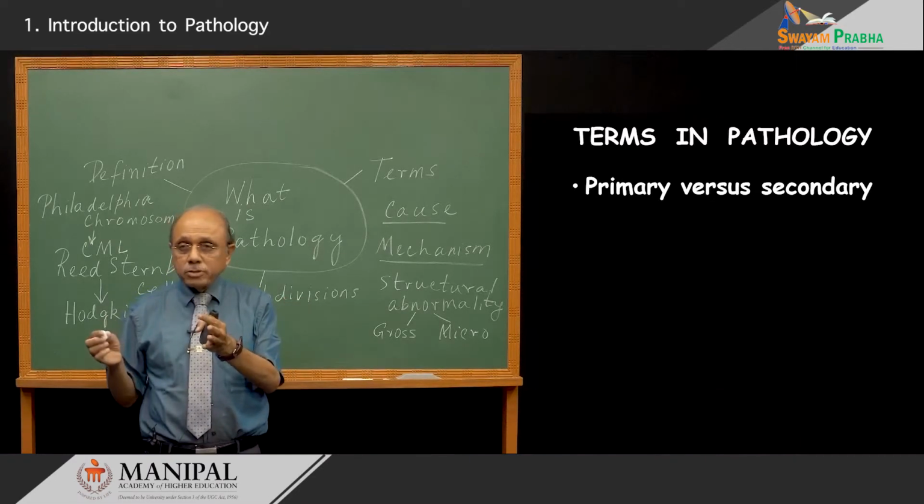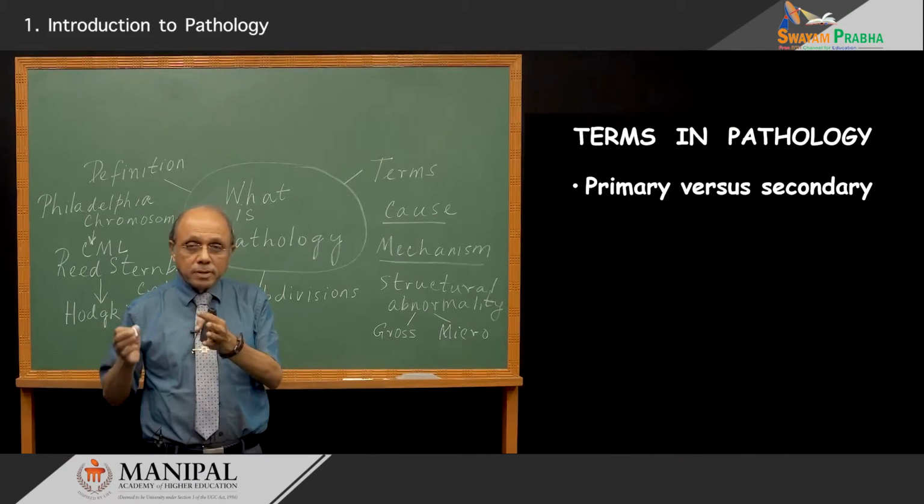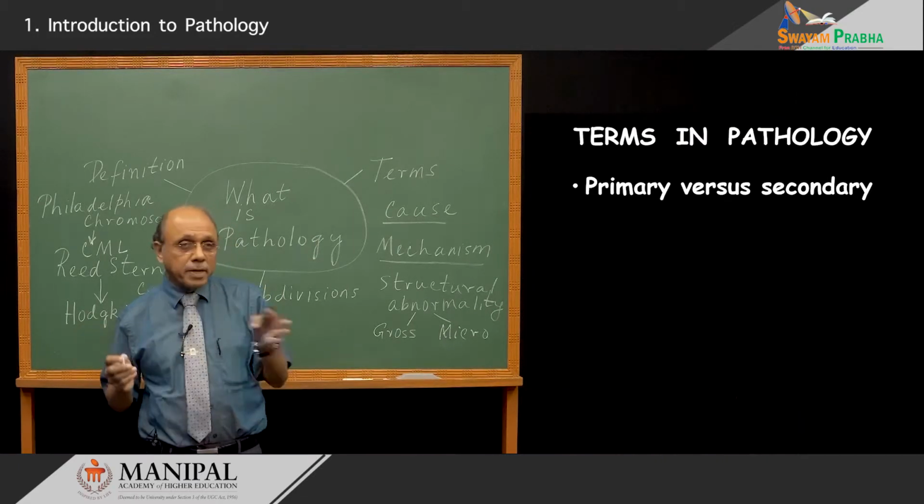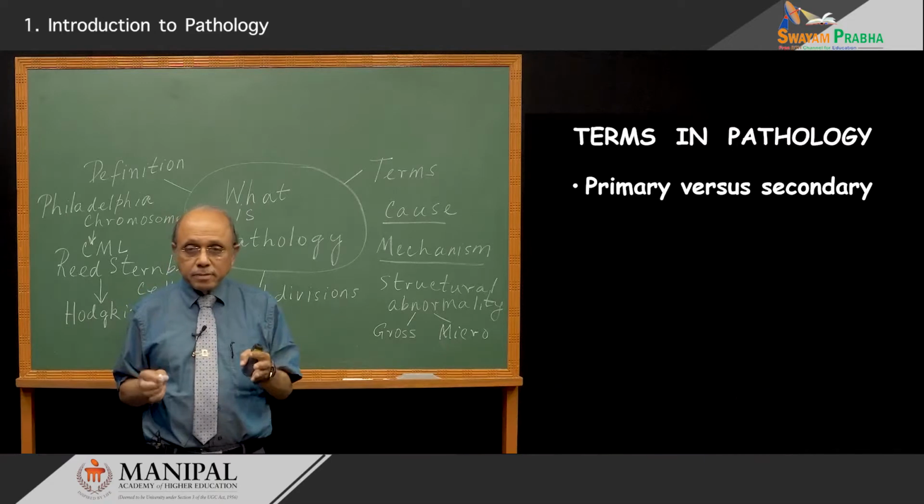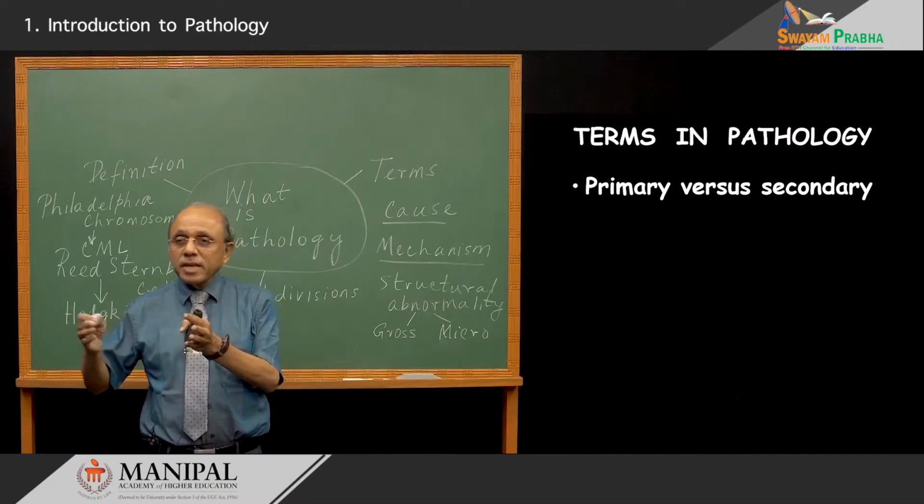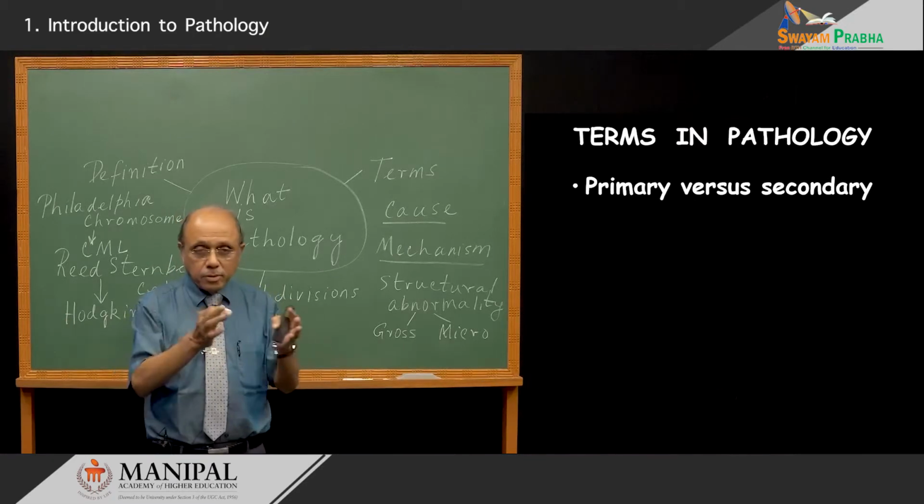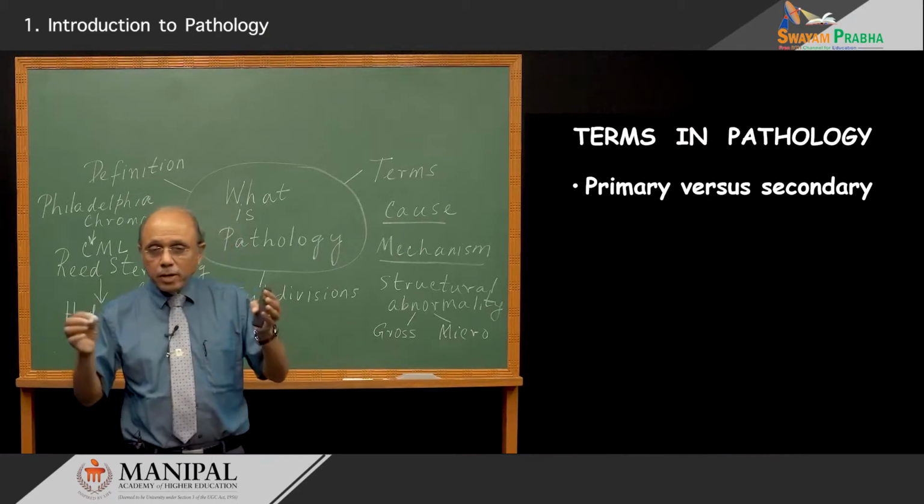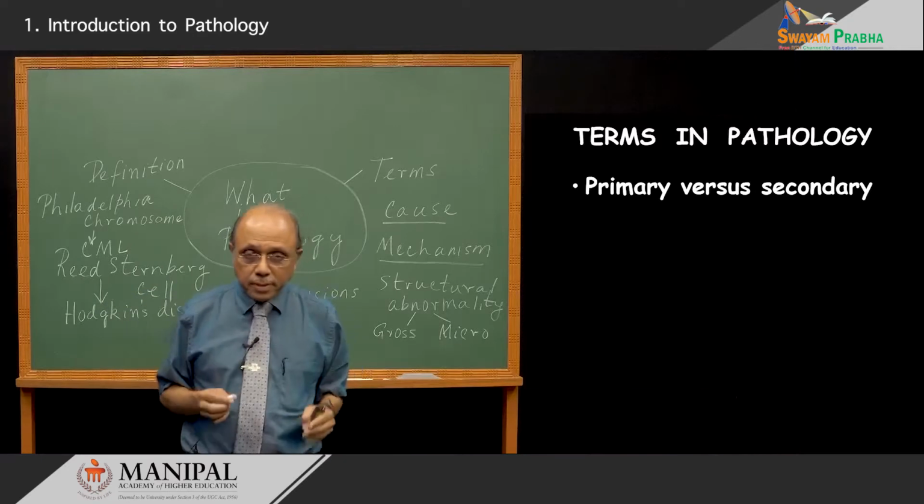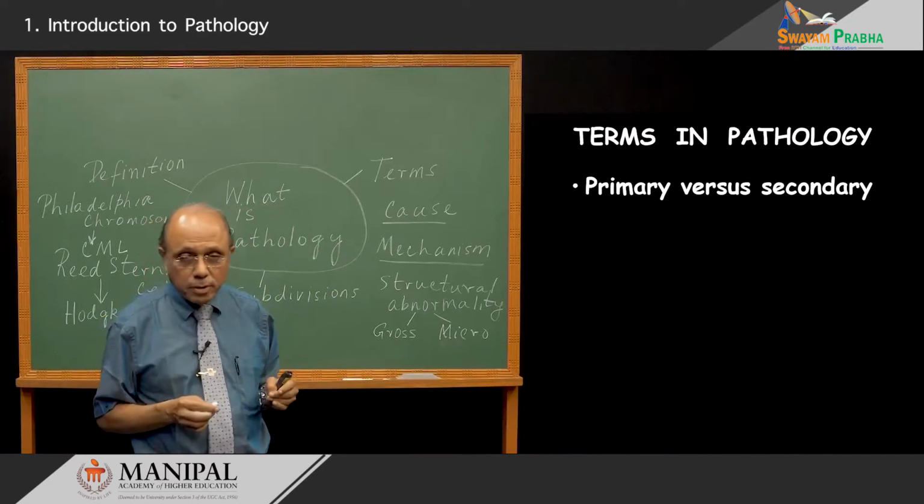Secondary means the cause is known. That hypertension, if it is caused by kidney disease, then we say that it is secondary hypertension, secondary to renal disease. So, that is one application, one context in which the two words primary and secondary are used.